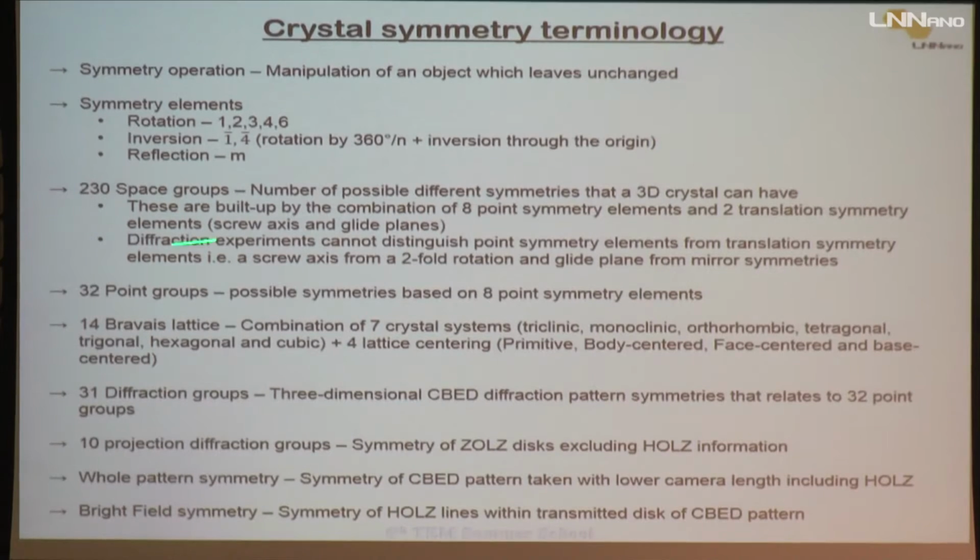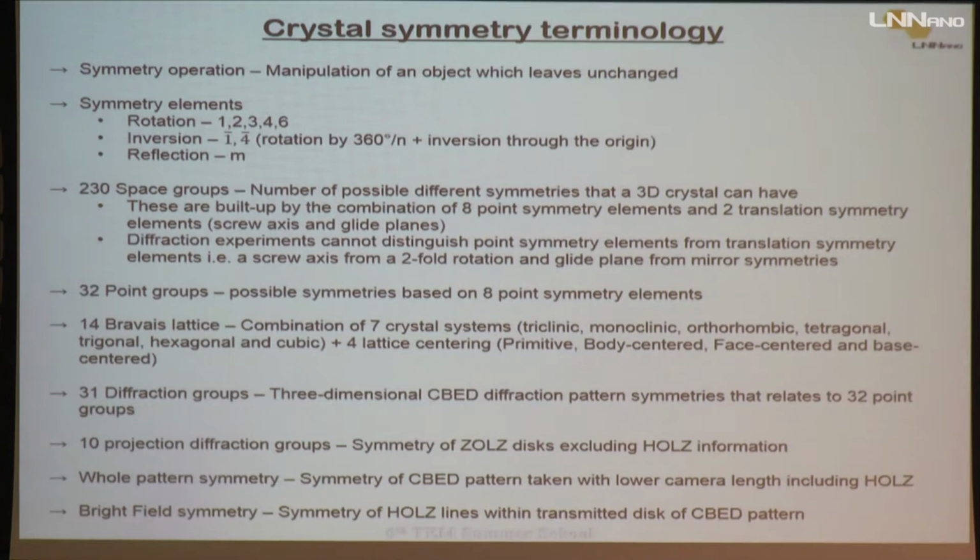And these space groups are built based upon the combination of these 8 point symmetry elements plus 2 translation symmetry elements such as glide planes and screw axes. And you need to understand that when you're dealing with diffraction experiments, it's a bit hard to distinguish a screw axis from a 2-fold rotation, and a glide plane from a mirror symmetry. In those situations, we use the forbidden reflections, and we try to understand whether the system has got a glide plane or screw axis.